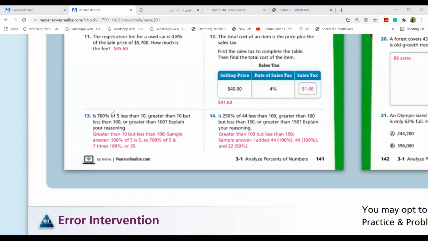Is 700% of 5 less than 10? Oh my God. 700% of 5, of course it will not be less than 10. Greater than 10, but less than 100? Options: less than 10, greater than 10 but less than 100, or greater than 100. Explain. Let's put a cross mark. There is nothing important in this. Even 14 will not do it. Come to these questions.